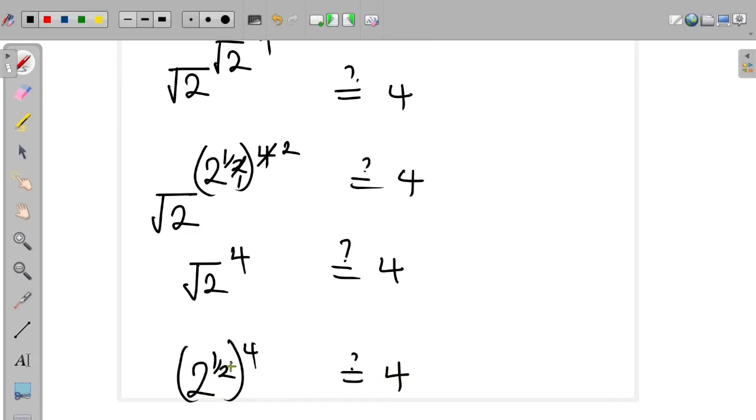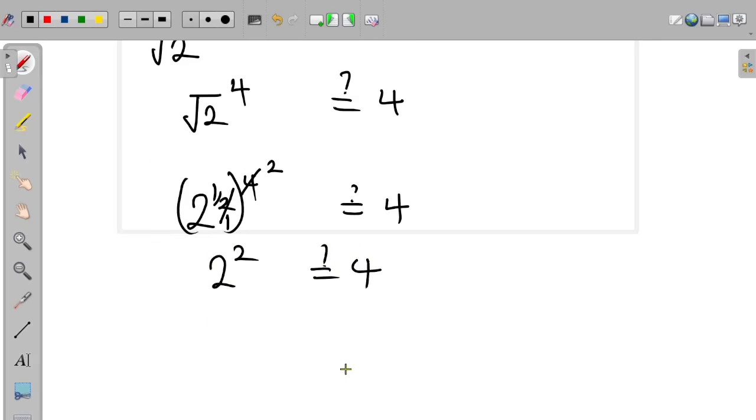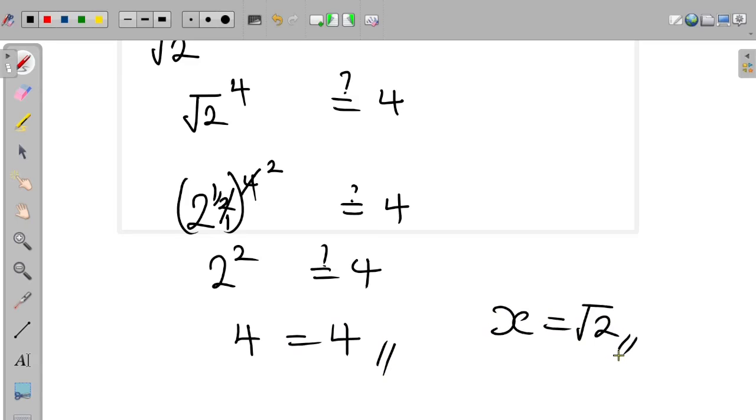So at this point, 2 cancels itself, we have 1. 4 divided by 2, we have 2. And we have that this is 2 raised to the power of 2, which is equal to 4. So therefore, 4 is equal to 4. We have been able to show that the value of x is equal to root of 2.